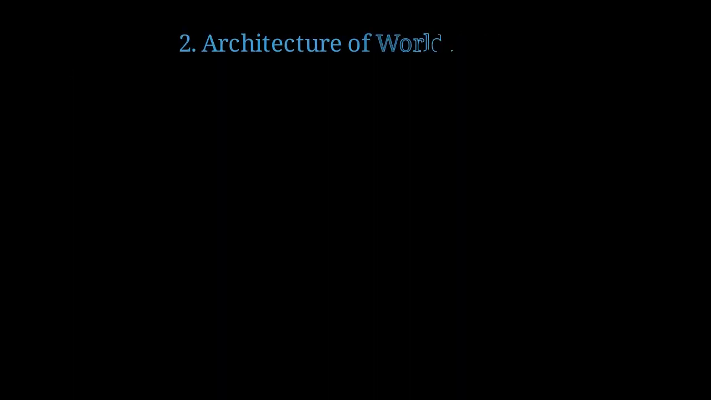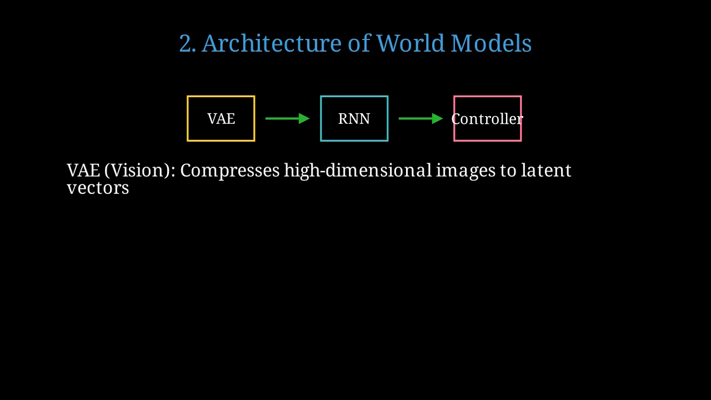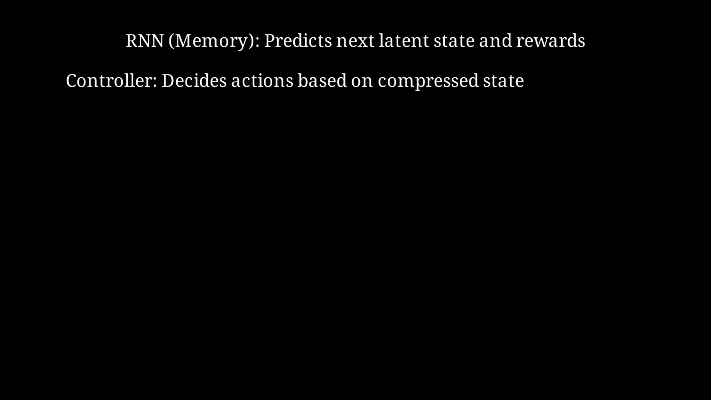World models typically consist of three key components. The three components are a VAE for vision encoding, an RNN for memory and prediction, and a controller for action selection. The vision component uses a variational autoencoder to compress high-dimensional game frames into compact latent representations. The memory component uses a recurrent neural network to predict future states and rewards in the latent space. The controller is a simple neural network that decides which action to take based on the compressed state.